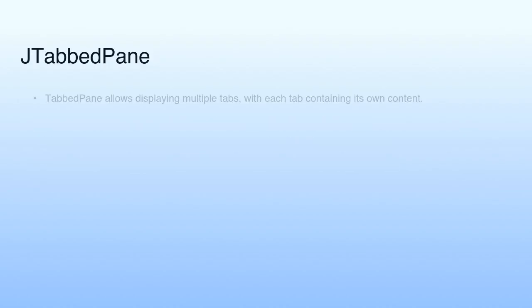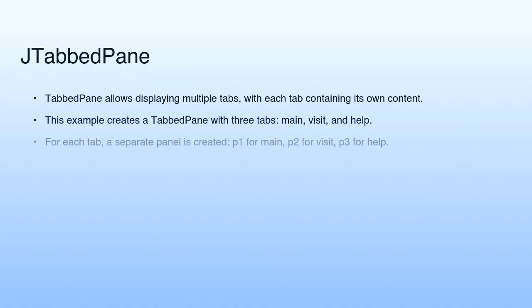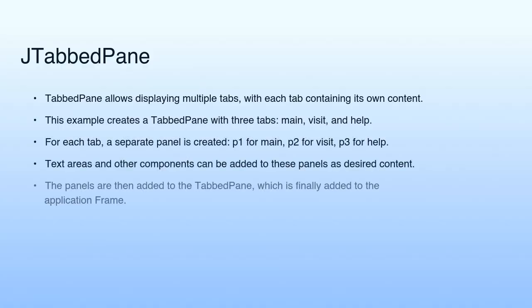A tabbed pane allows for organizing content into multiple tabs, with each tab containing its own separate content. In this example, a tabbed pane with 3 tabs main, visit, and help is created. For each tab, a separate panel is created. P1 for the main tab, P2 for the visit tab, and P3 for the help tab. Text areas or other components can be added to these panels as desired content. Finally, these panels are added to the tabbed pane, which is then added to the application frame.